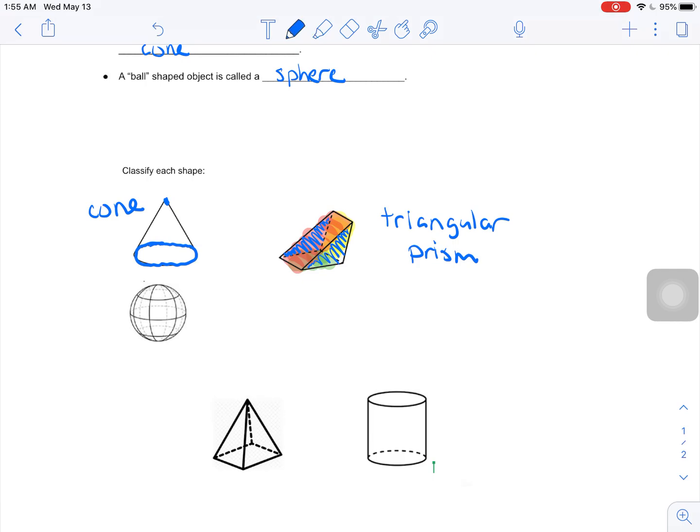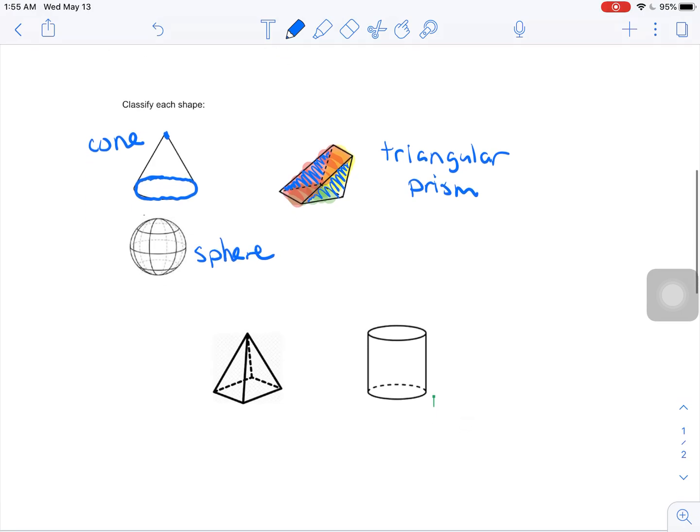This next one looks like a ball. And we said that the official math name for a ball is actually a sphere. So that is a sphere.